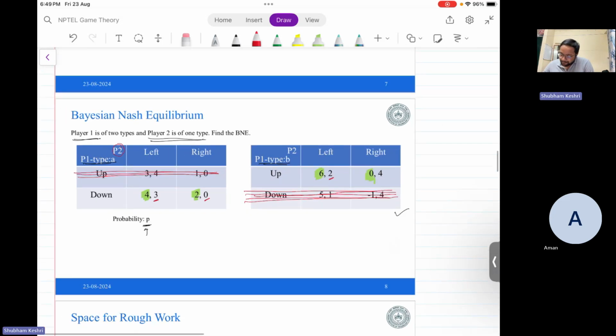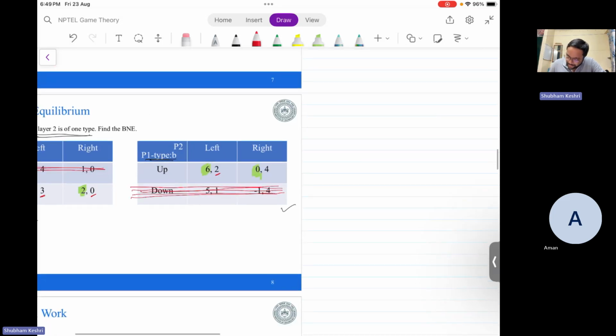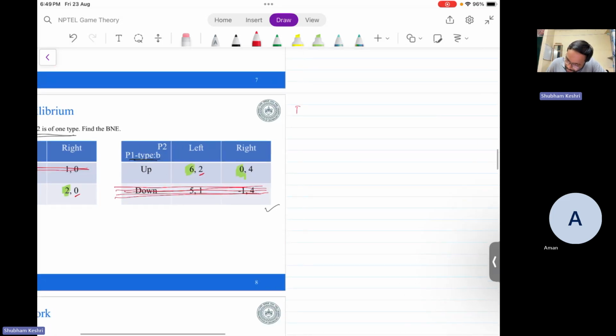Now, only one action is for player 1A and one strategy is for player 2. So you can just ignore other strategies. When you are trying to find out the utility for player 1, for player 2, how did we do in the previous case? We found the expected utility. We will do this again.